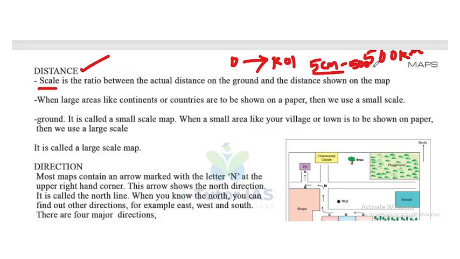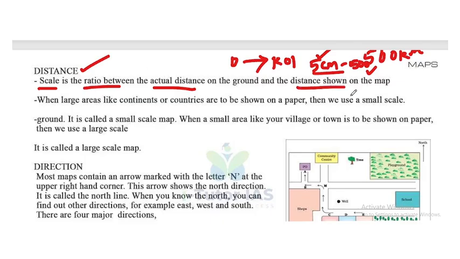It's a ratio between the actual distance on the ground and the distance shown on the map. Here the actual distance is 500 kilometers and the distance shown on the map is 5 centimeters. So we convert this 500 kilometers into 5 centimeters. That is called scale. It's the ratio between the actual distance on the ground and the distance shown on the map.